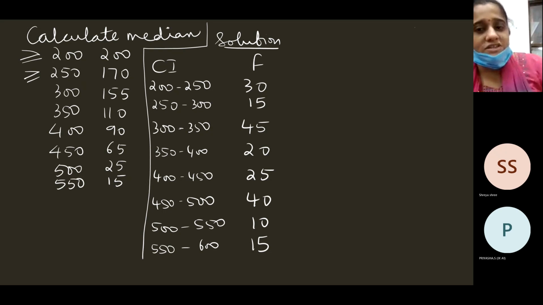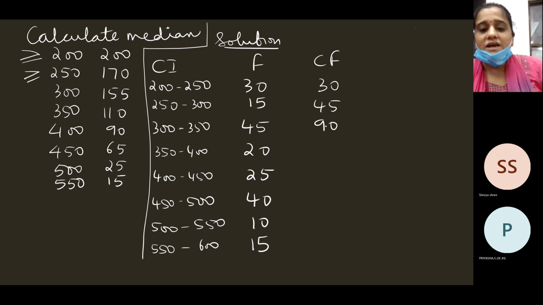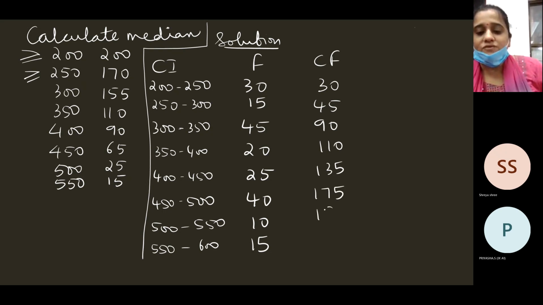Now you need to generate the CF column. To find median, you need to generate the CF column, cumulative frequency column. So write 30 as it is. 30 plus 15, 45. 45 plus 45, 90. 90 plus 20, 110. 110 plus 25, 135. 135 plus 40, 175. 175 plus 10, 185. 185 and 15, 200.